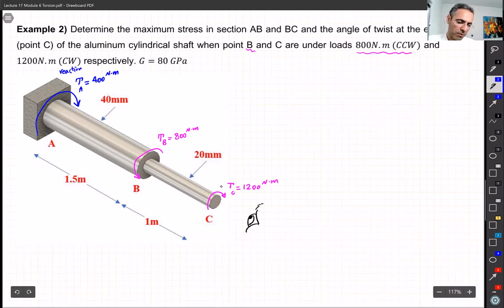See, we have 1,200, or no, I'm wrong, right? It has to be in the opposite. So let me correct this one. It has to be in this direction. Let's check it again and make sure that we are correct. So we have 1,200 going clockwise, and then we have 800, which cancels part of that one, right? So we need another 400 at A. Now everything is in balance, all right? Does that make sense or no?